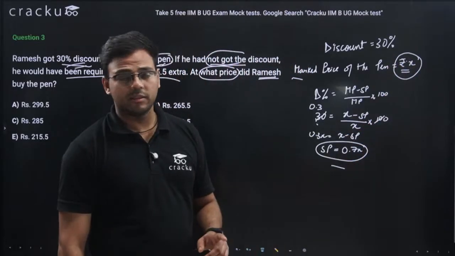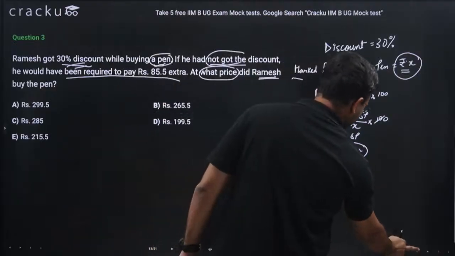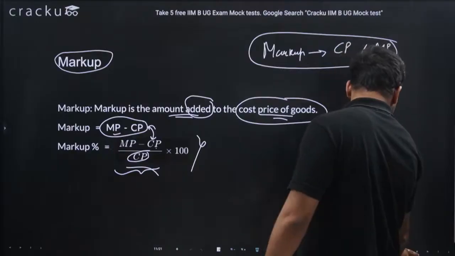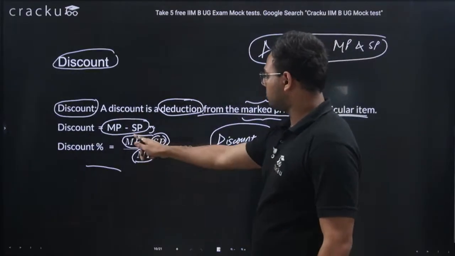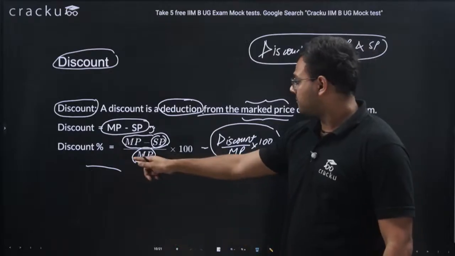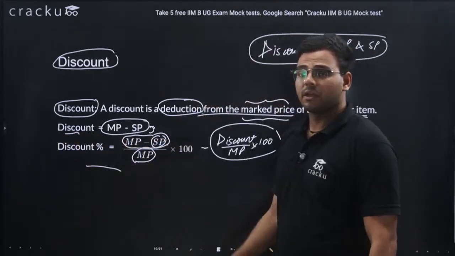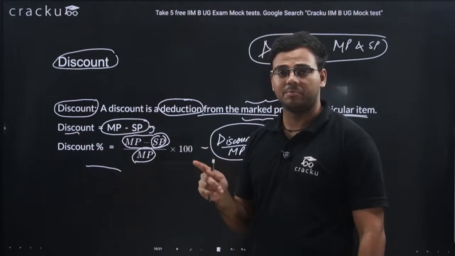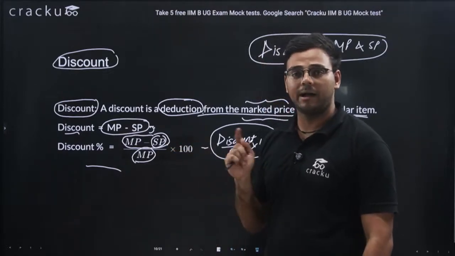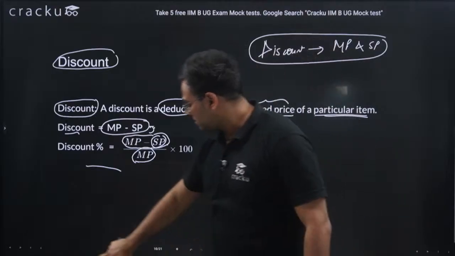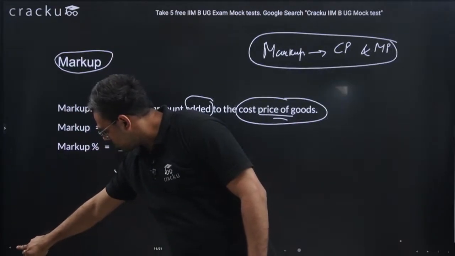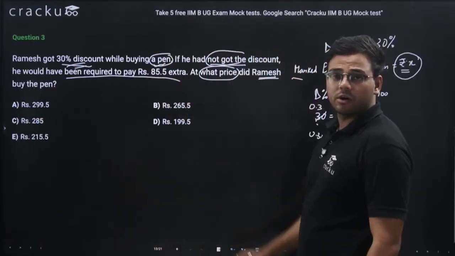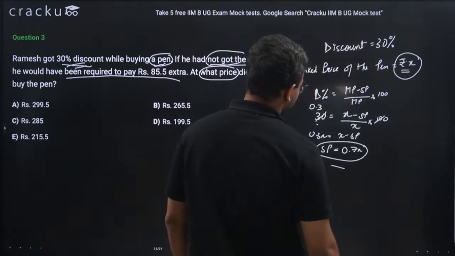If there is no discount, that is, in the previous slide, if I say discount is equal to mark price minus selling price, and the value of this discount is 0, what will happen? MP minus SP is equal to 0. So MP will be SP. That is, the mark price will be equal to the selling price. So with that concept, I can say the similar thing here as well, that if he had not got the discount, mark price will be the selling price.